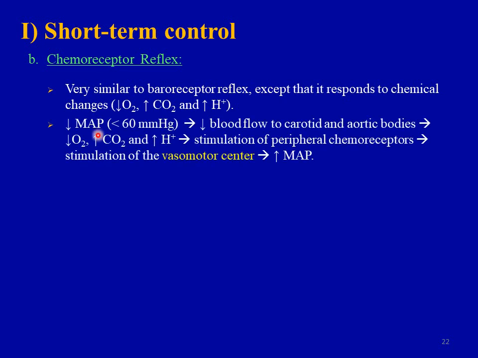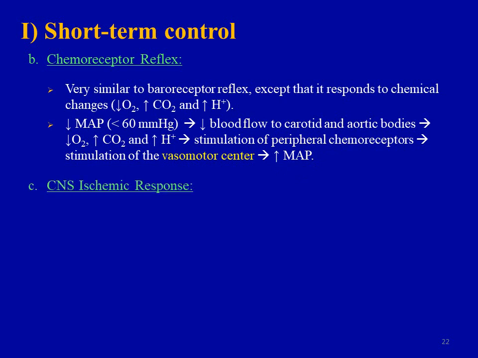So a low mean arterial pressure, less than 60 millimeter mercury, will lead to a reduction in blood flow to the carotid and aortic bodies, where we have the peripheral chemoreceptors. So less blood flow to the peripheral chemoreceptors. They will get less oxygen, carbon dioxide will accumulate and hydrogen will accumulate in that region, and this will stimulate the peripheral chemoreceptors, which in turn will stimulate the vasomotor center and eventually will increase the mean arterial pressure.